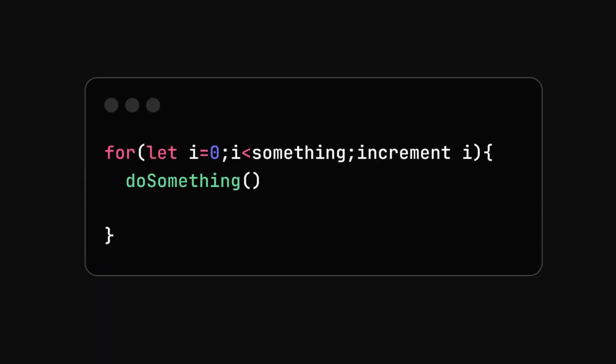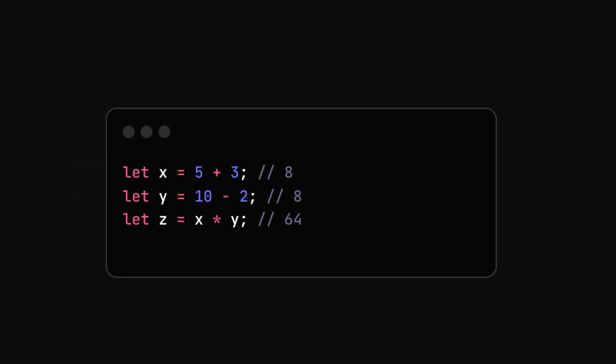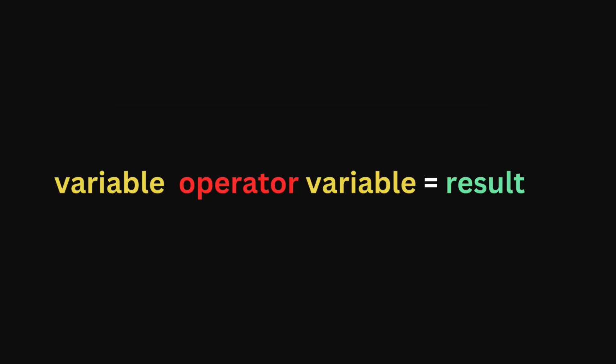The for loop, which runs a block of code for a specific number of times. Switch statements, which execute a block of code depending on different cases. Inside the conditional statements, you need something, and that something is called expressions and operators. Expressions in JavaScript can be simple or complex combinations of values, variables, and other operators that produce a value.